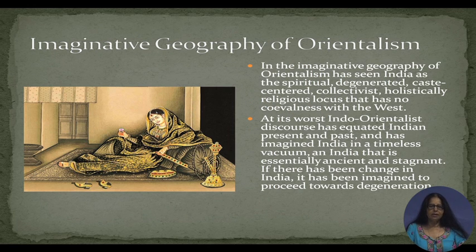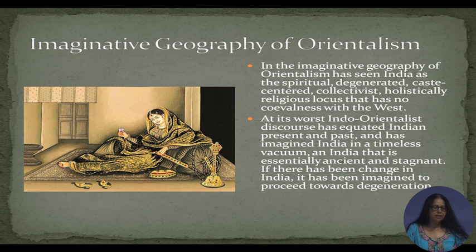Now, there is an imaginative geography of Orientalism, and in this imaginative geography, India is seen as a spiritual, degenerated, caste-ridden, collectivist, holistically religious locus that has no coevalness with the West. So, in the evolutionary scale, India is at the beginning and the West at the end, and there is no coevalness between India and the West in the imaginative geography of Orientalism.